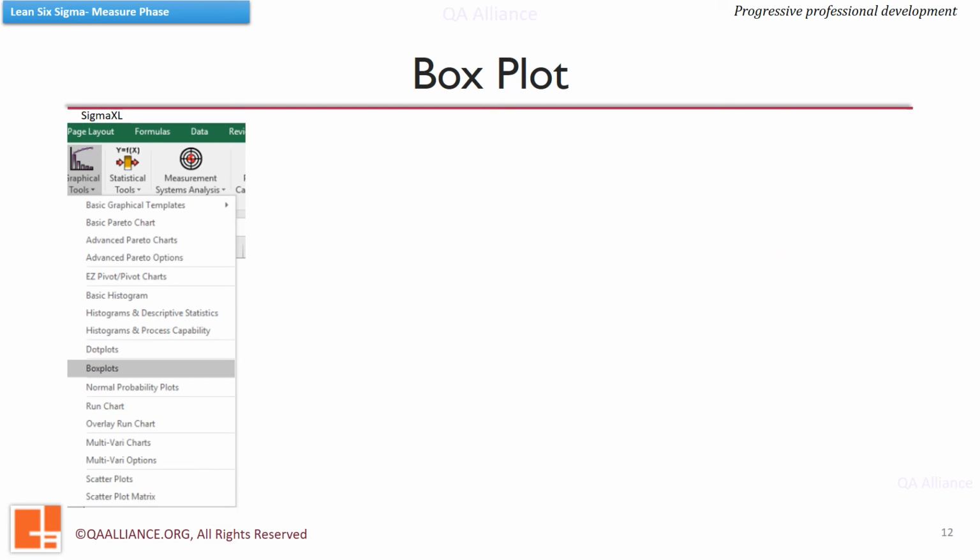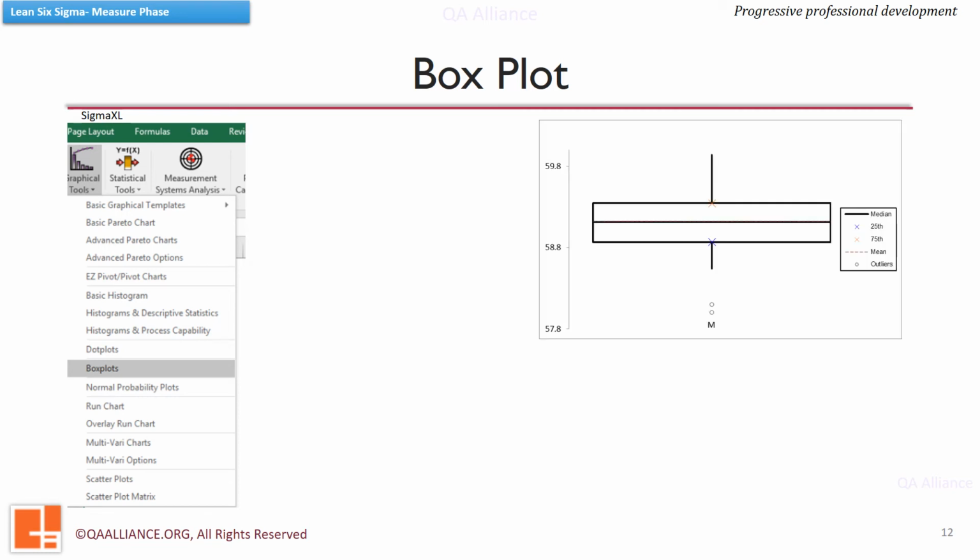In the Sigma Excel tool or other tools we can easily create a box plot. Here is a sample from the Sigma Excel tool. We need to select box plot from the Graphical Tools menu, choose Data and then click OK. In the box plot generated, we can see the median value, outliers and 25th and 75th percentile ranges.